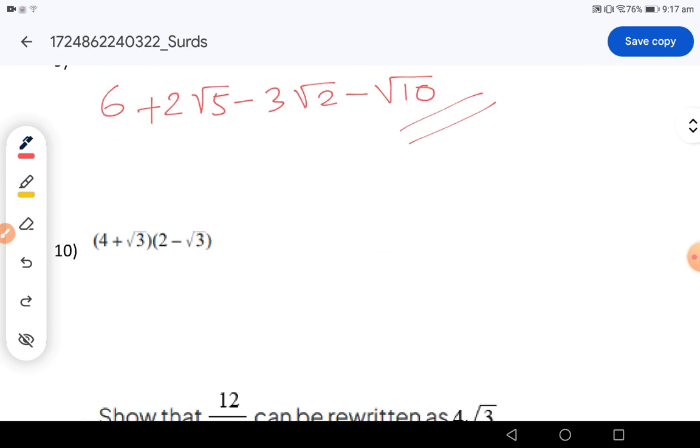Question 10. 4 plus root 3 multiply 2 minus root 3. 4 times 2, 8. 8 minus 4 root 3 and plus 2 root 3 minus 3. So 8 minus 3 is 5 and minus 4 plus 2 is minus 2. So 5 minus 2 root 3.